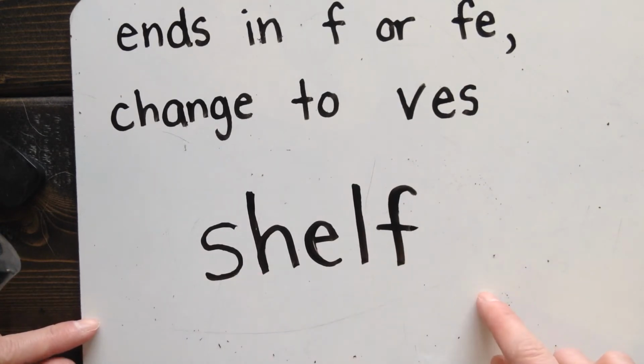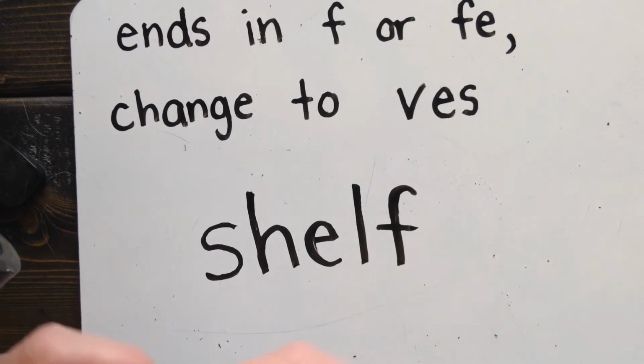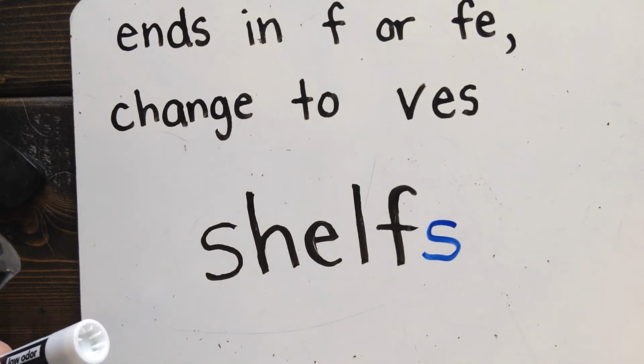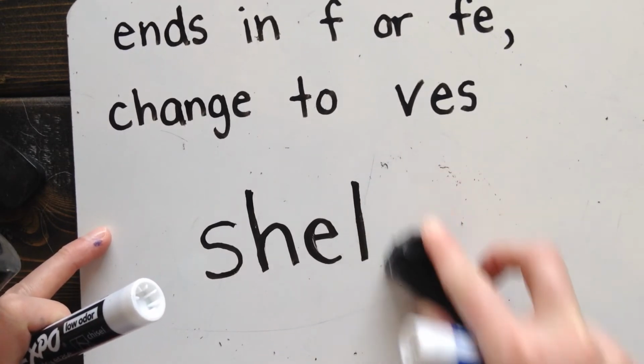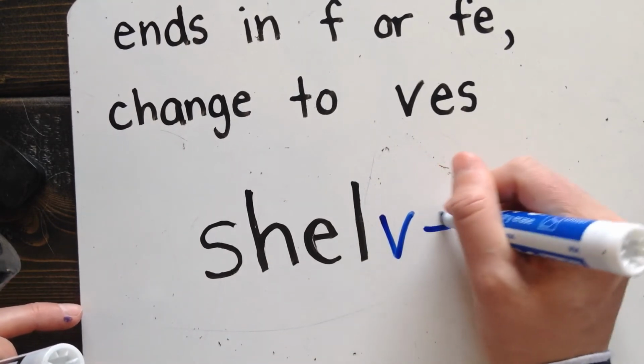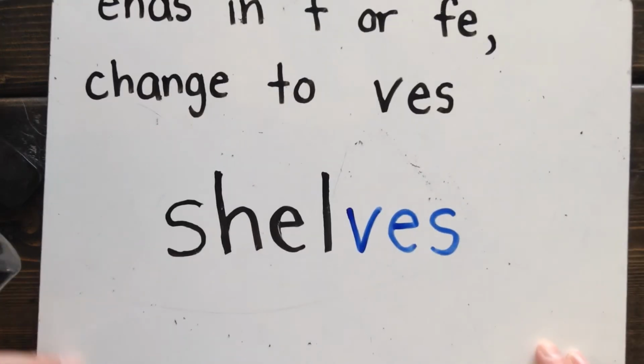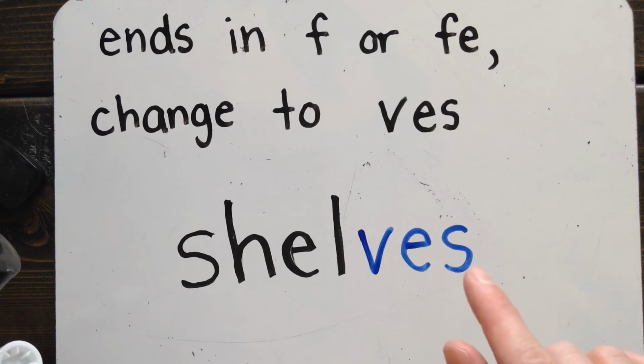It's a singular noun. I'm speaking about one shelf. But if I want to talk about more than one shelf, shelfs doesn't sound right. I have many shelves in my laundry room. Shelves. I can hear the V. That prompts me to change that F into a V and make it plural. So the rule again is that if your noun ends in F or FE, you need to change it to VES in order to make it plural.